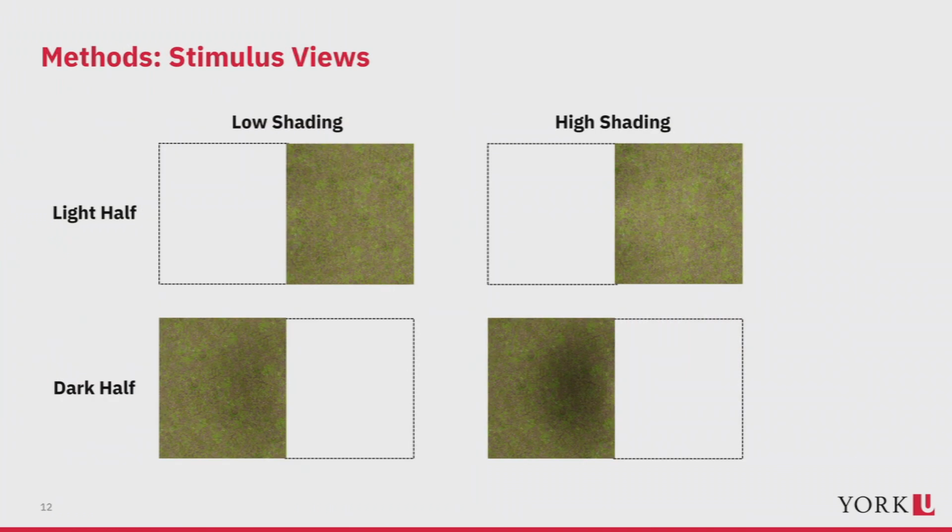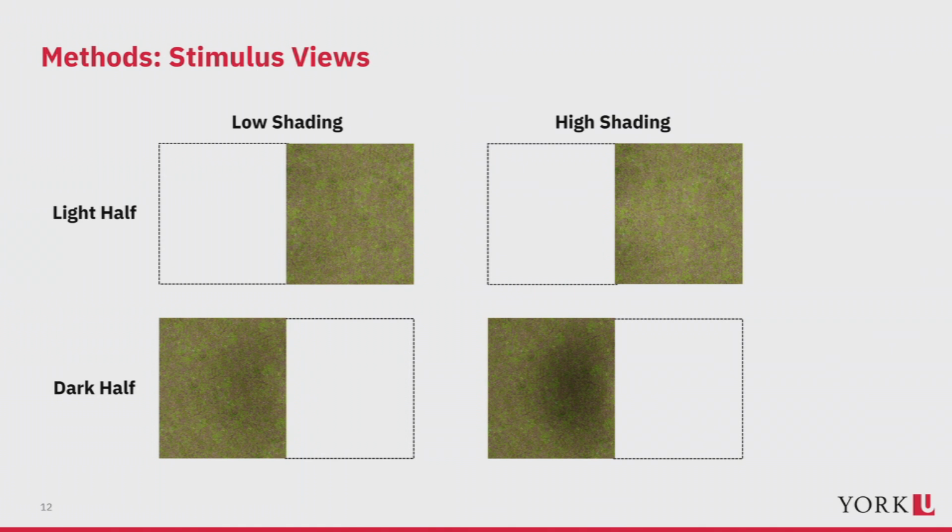Okay, so this resulted in 4 different conditions. So we have low shading on the left, and high shading on the right, and the light or dark half refers to which half of the surface was rendered, so either the half with the light shading or the half with the dark shading. So as a result, we get this terrain that has half the disparity, shading, and texture information as the first experiment.